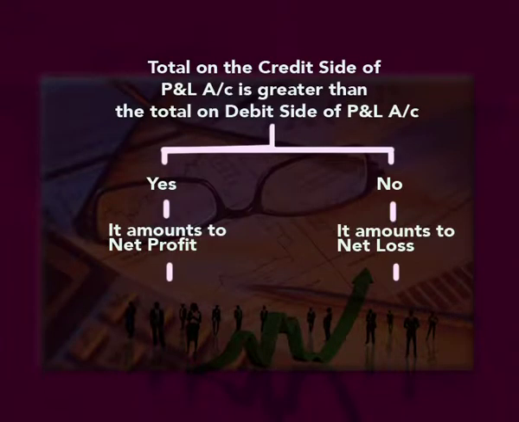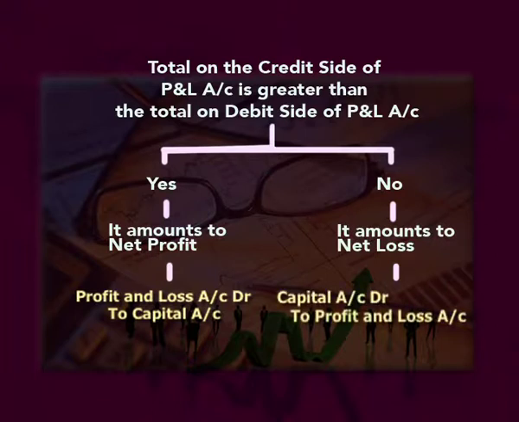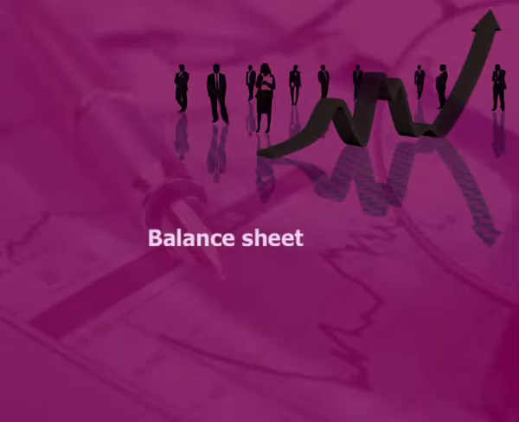And for closing the P and L account, in case of profits, credit side is greater than debit side. So, profit and loss account is debited to capital account. In case of losses, debit side is greater than credit side. So, capital account is debited to P and L account. Now, what is balance sheet?